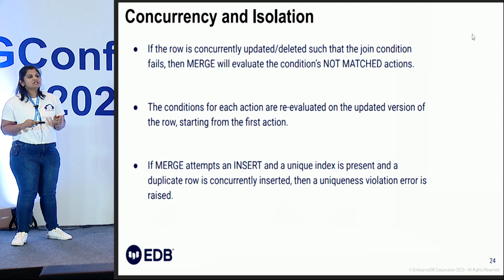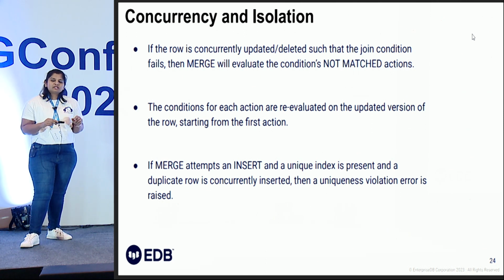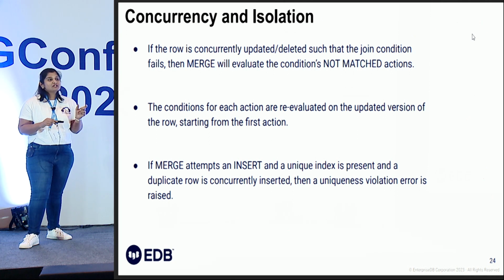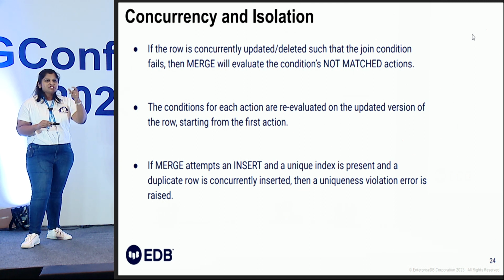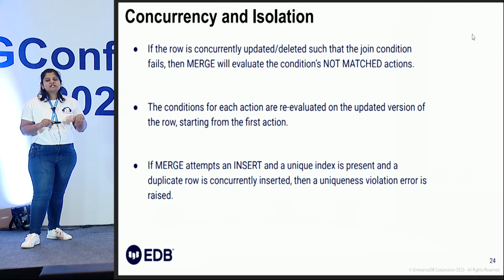Suppose the join condition still holds good. Now on the updated version of the record, the when clause has to be re-evaluated from the beginning. Since the values are changed, we are not sure which of the when clauses is going to match. So it starts evaluating the when clauses right from the first one.